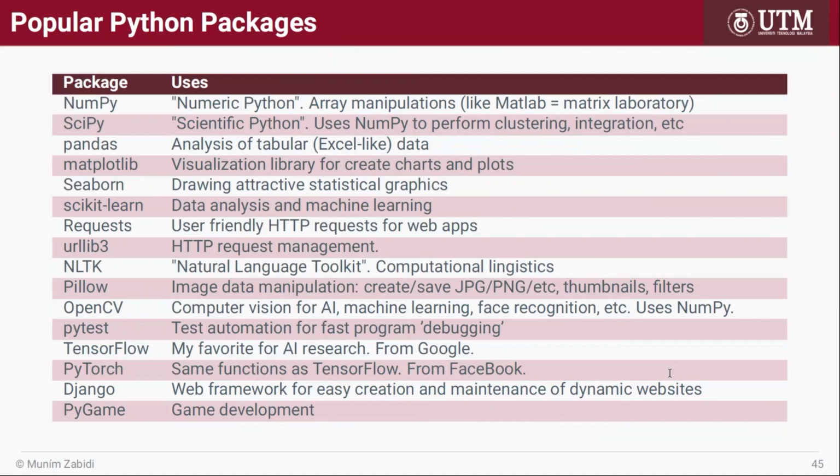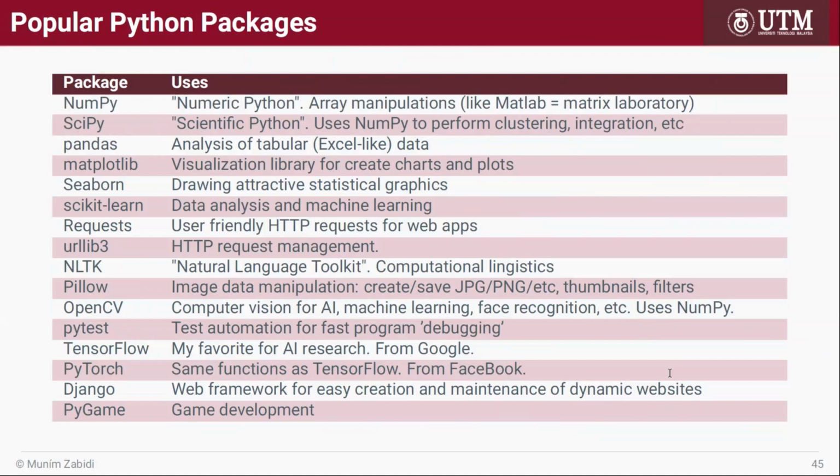And then we have Pillow for processing images. If you want to create thumbnails or do some filtering, you can use Pillow. And then you can have OpenCV to do computer vision. If you have a robot and want to use Python to program the robot for the vision part, you can use OpenCV. And then we have PyTest for test automation.